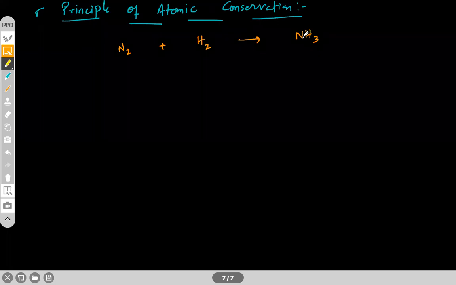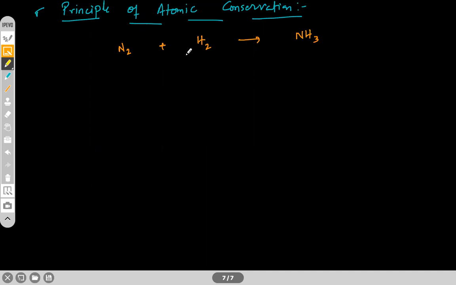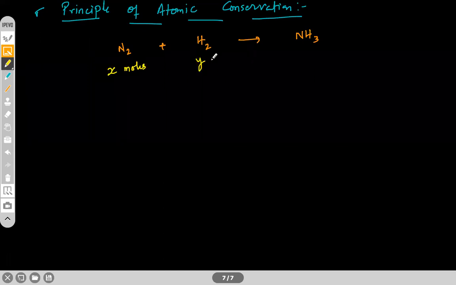So this reaction is given and the initial number of moles is not given. Obviously we cannot apply the concept of limiting reagent here, because the limiting reagent concept we only apply when the initial number of moles is given. So we'll assume the initial number of moles: I am assuming X moles of N2 we have taken and Y moles of H2 we have taken. This is the assumption.